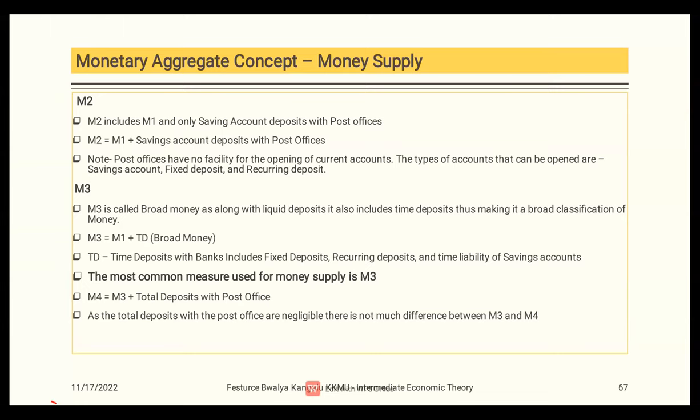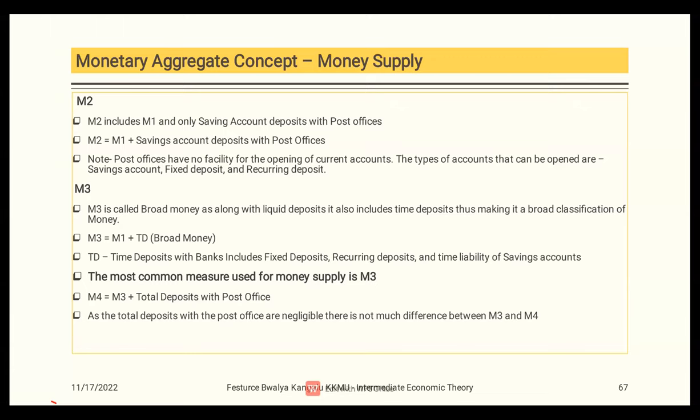What you should note is that post offices have no facility to open a current account. Instead, the common accounts you can have at post offices are the savings account, the fixed deposit, and the recurring deposit. Once you add those accounts that you can hold in the post office to the money one that you just defined, then you get money two.